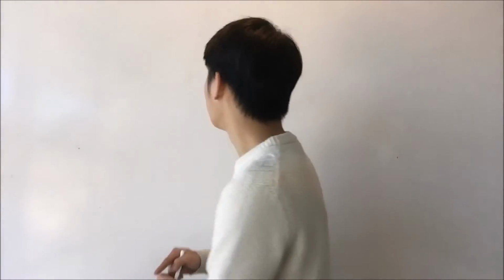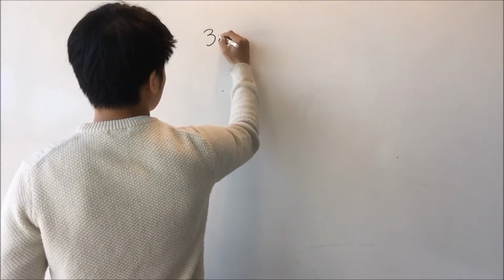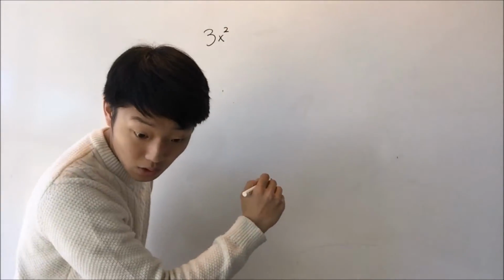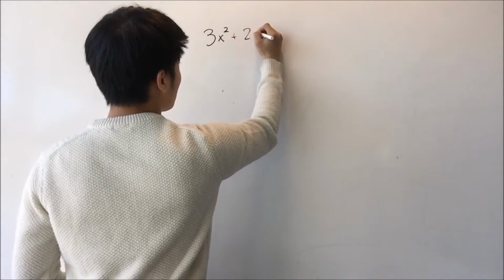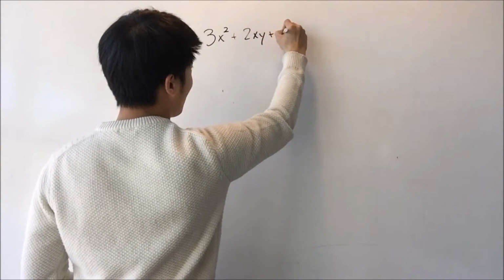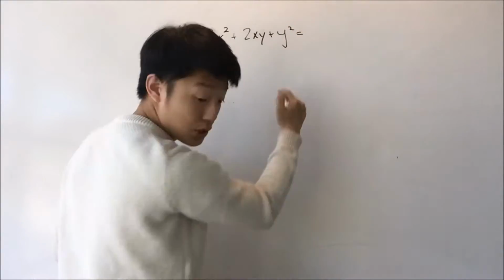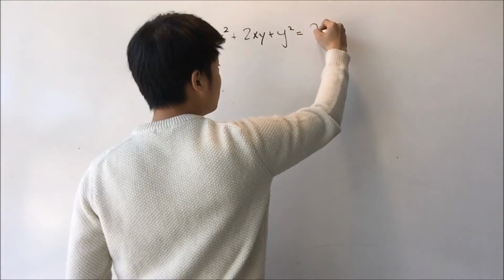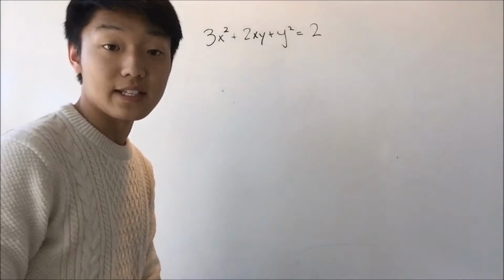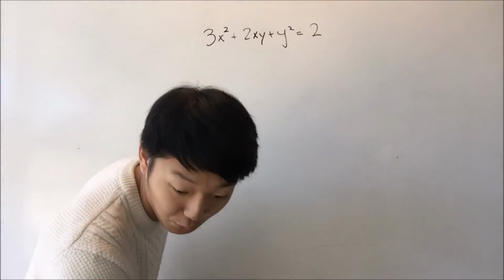Number 5. Number 5 says, if 3x squared plus 2xy plus y squared equals 2, then the value of dy/dx at x equals 1 is. So, by looking at the equation, 3x squared plus 2xy plus y squared equals 2, we can easily notice this is a differential equation, DQ in other words.